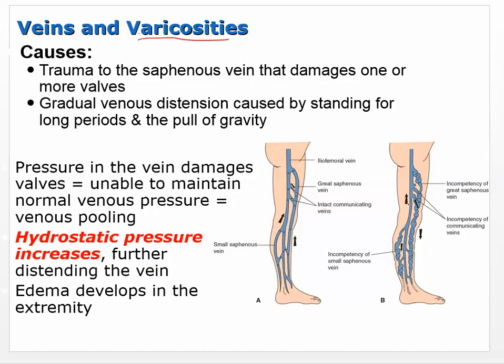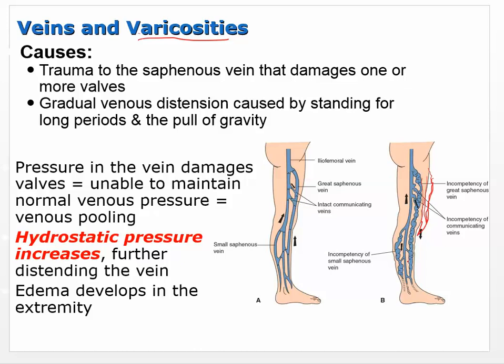Okay, so this is where you have blood flow backing up into this area, and you can actually see this from the outside. You can see this bulging out of some of these veins, and so ultimately the pressure in the vein can damage the valves. You're unable to maintain a normal venous pressure, and so you have venous pooling, because remember, those valves are helping move that blood flow through.